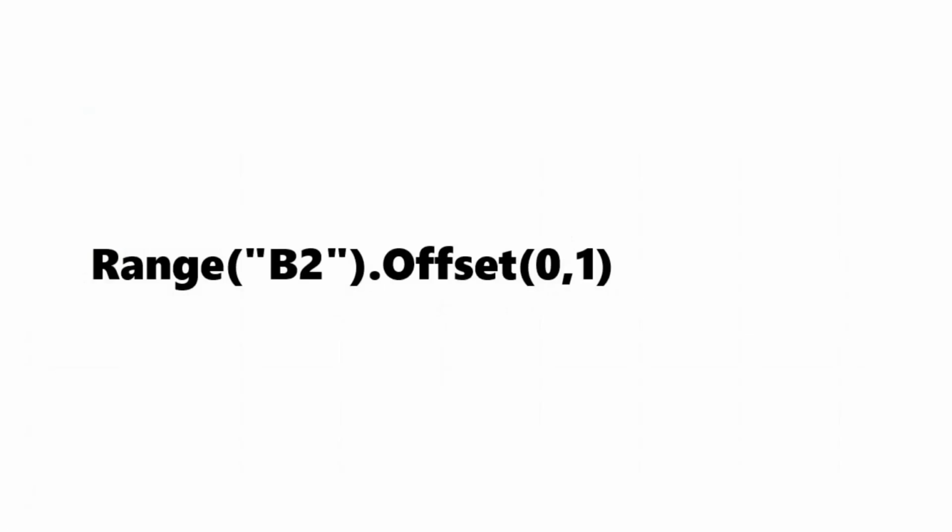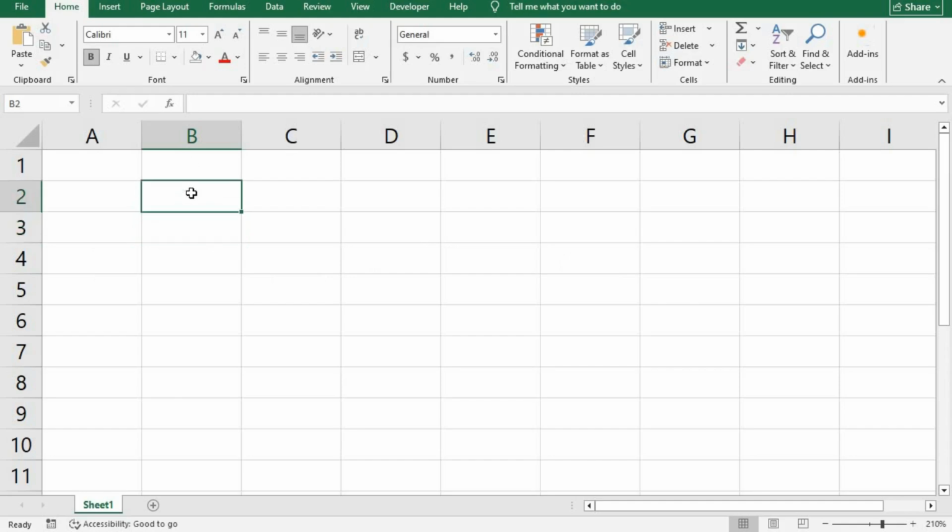Let's try this. Range B2.Offset(0, 1). From our starting point, which is B2, the row is 0, so we can't move. But the column is 1, so we can move 1 column right. And the result will be equal to C2. Now consider Offset(2, 3). This means that with our starting point of Range B2, we can move 2 rows down, 1, 2, and 3 columns right, 1, 2, 3. This will give the result of E4.